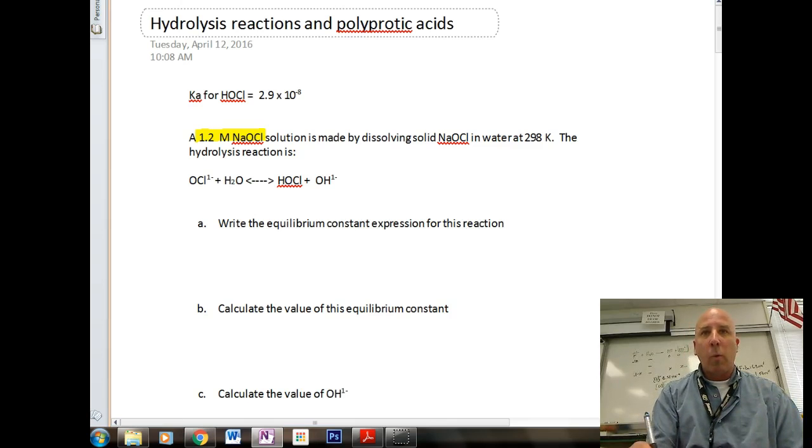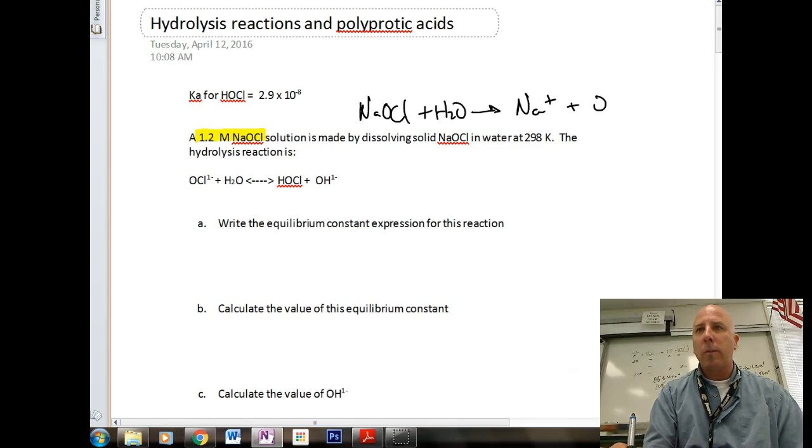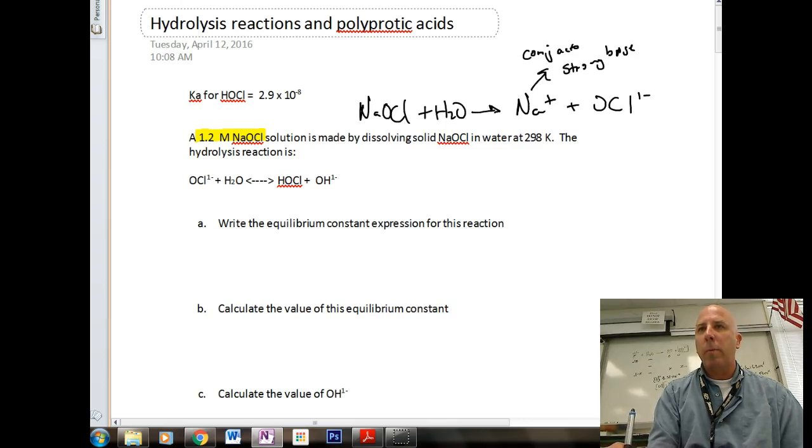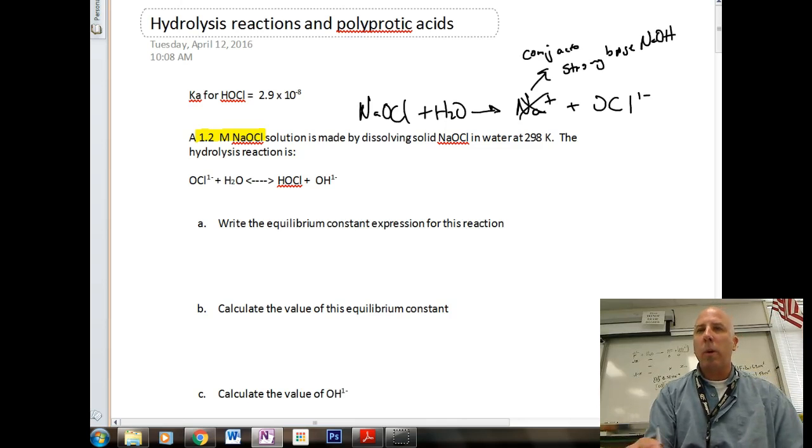And so what happens is once that NaOCl, as we know, is dissolved in water, it's going to ionize into the sodium ion as well as the hypochlorite ion. Now the sodium ion does not affect pH because it is the conjugate acid of the strong base, and that strong base being sodium hydroxide, one of our strong bases. So we're not going to be worried about this one, but the OCl- will have a hydrolysis reaction.